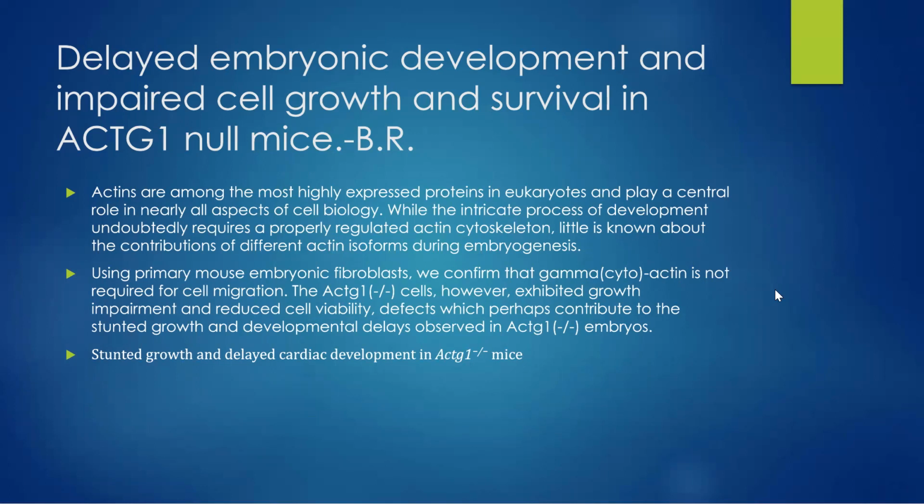Using primary mouse embryonic fibroblasts, they confirmed that gamma-actin is not required for cell migration, but the null cells showed impaired growth, which most likely contributed to the stunted growth and developmental delays observed in the null embryos. The total amount of actin protein was maintained in the null cells. It suggests that the gamma-actin protein is required for cell growth and survival.